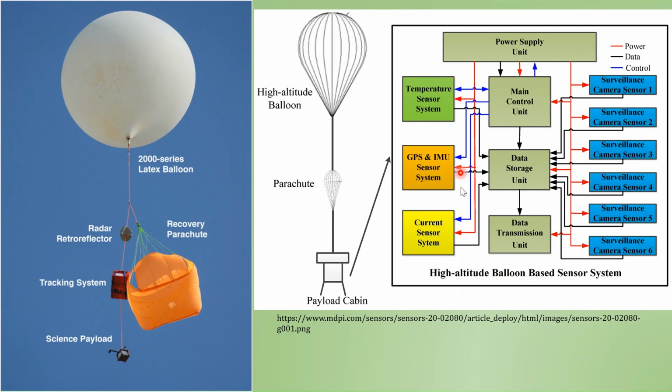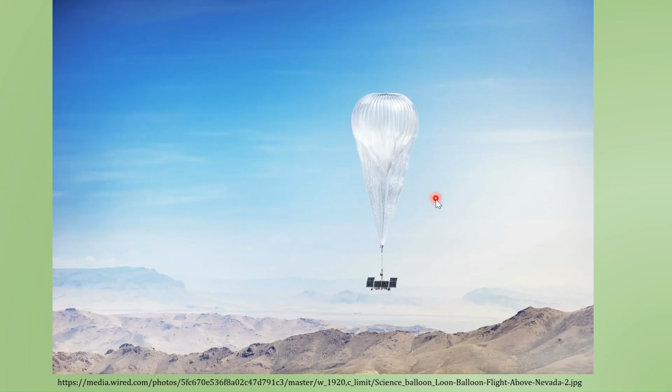So the complete sensor system is placed in the payload cabin, and as the balloon moves, it acquires the data from the ground. Here is another image. We can see here we have the solar panels and the payload cabin, and this is attached to the balloon. As this balloon covers a particular distance along with the wind, it will acquire the data from that particular area.